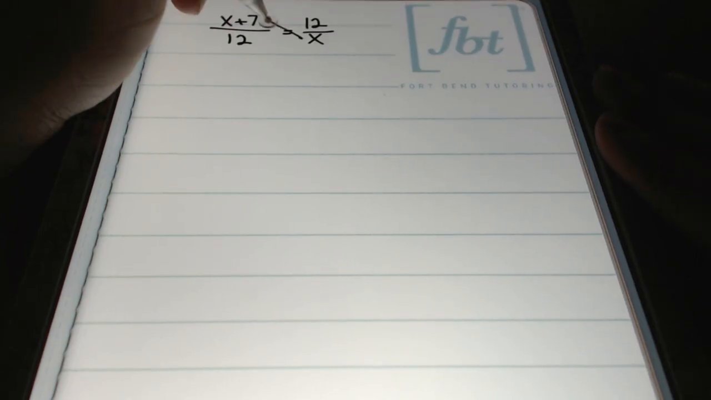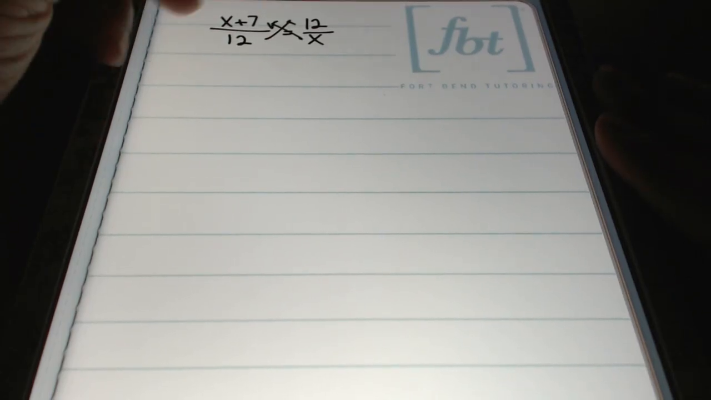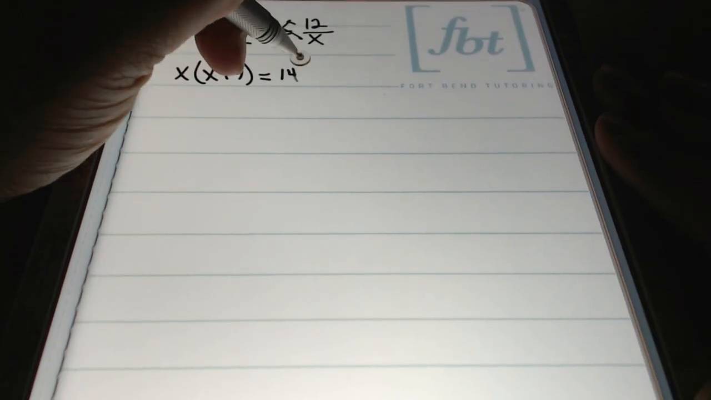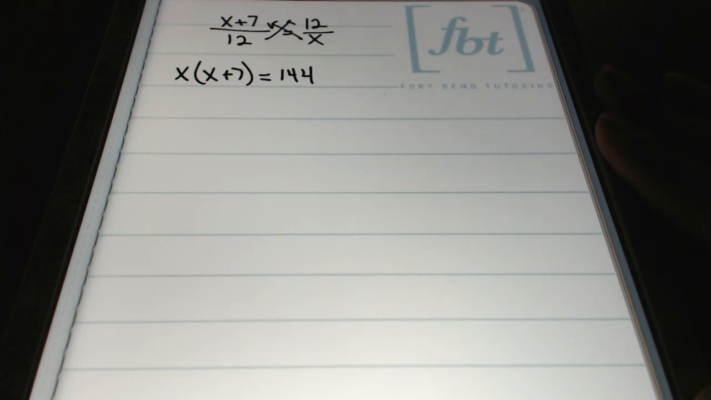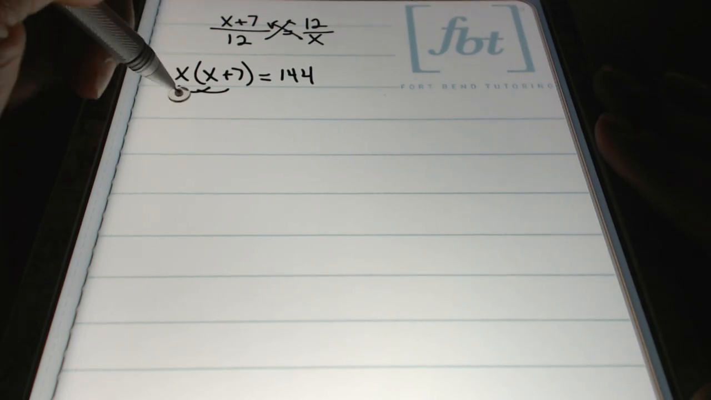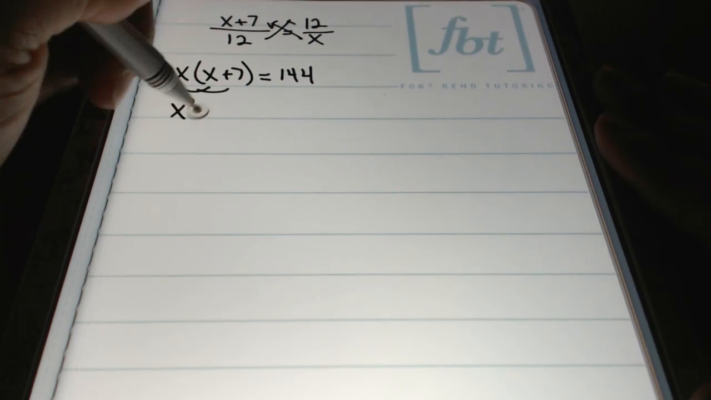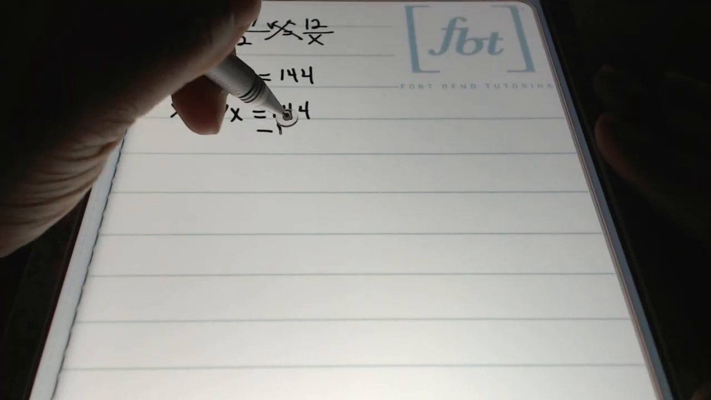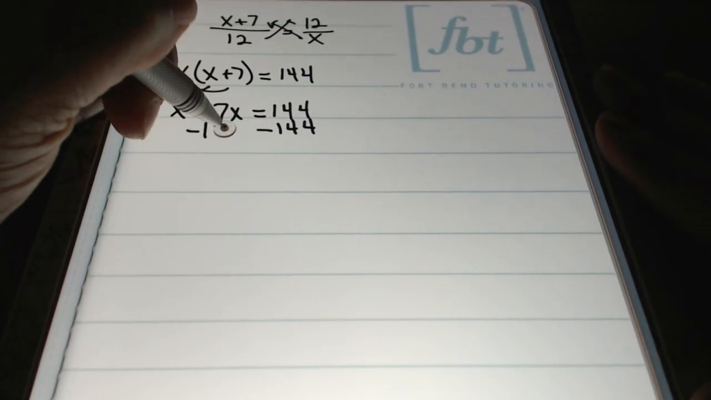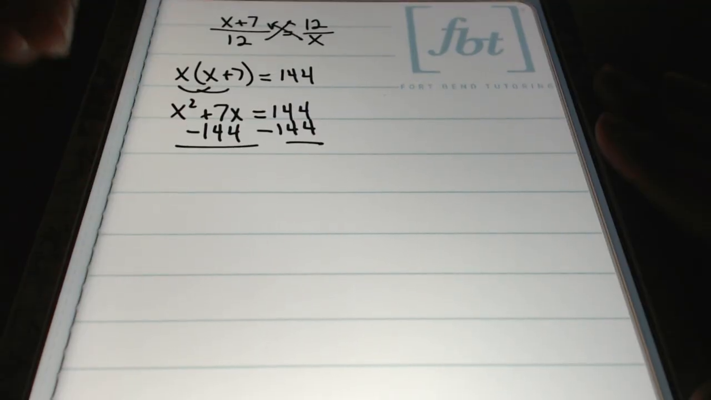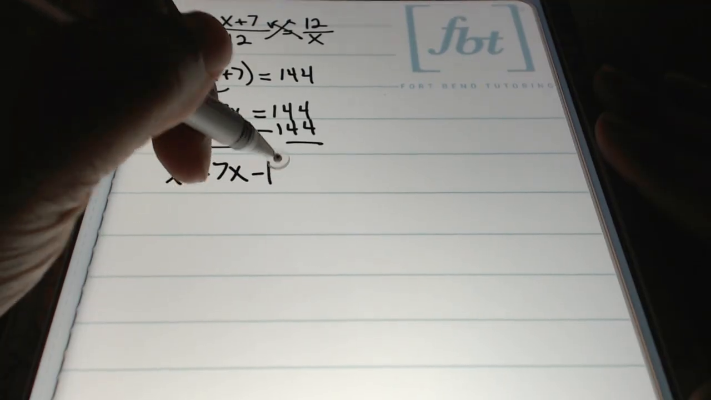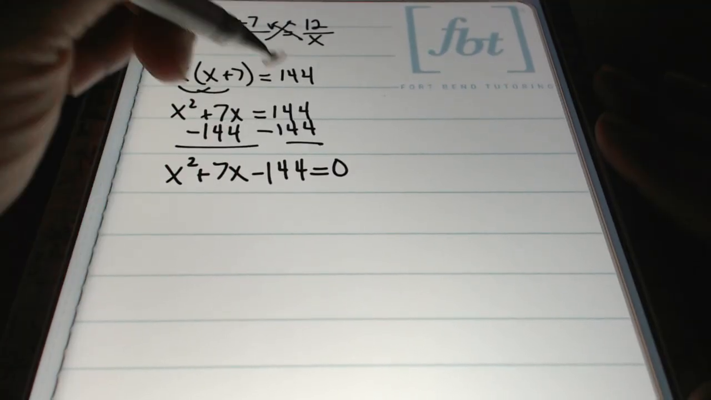Let's go ahead and use the extremes means method, guys. So we'll end up with X times X plus 7 equals 144. That's 12 times 12, right? We'll go ahead and distribute. There's going to be X squared plus 7X equals 144. We're going to subtract 144 from both sides, like so. We'll have X squared plus 7X minus 144 equals 0.